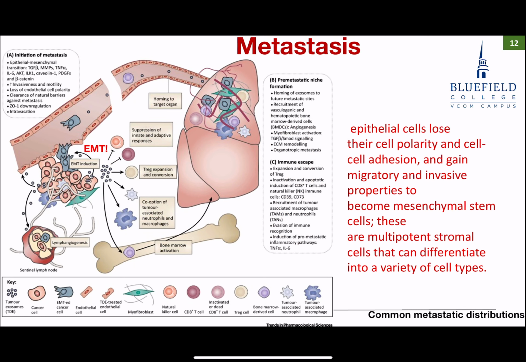This EMT process, this epithelial mesenchymal transition, is very important in metastasis. So these migratory cells that undergo EMT become multipotent, undifferentiated cells that can now invade many types of tissues and differentiate there and grow into independent metastatic lesions.